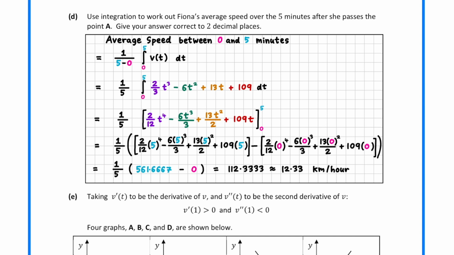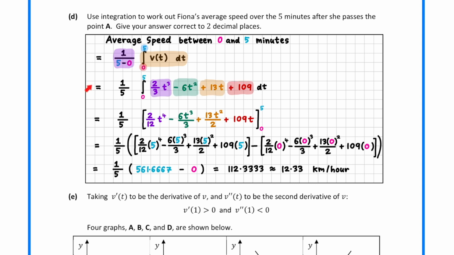In part D, we must use integration to work out Fiona's average speed over the first 5 minutes. To do this, we integrate our speed function between the limits of 0 and 5, and then divide by the length of the interval, which is simply 5 minus 0.